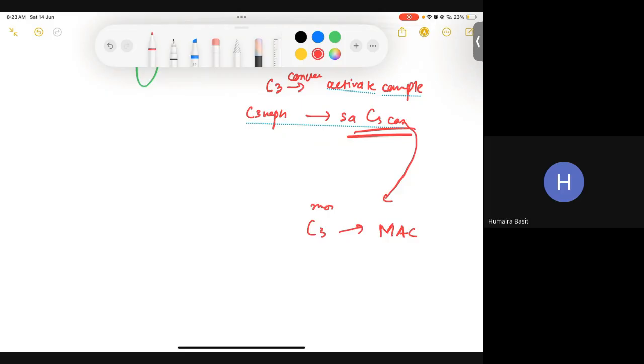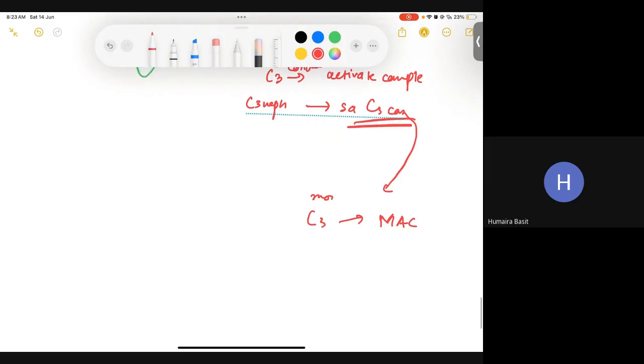But keep one thing in mind. The main enzyme or the main event in the complement system: we are going to have three pathways, the alternative pathway, the classical pathway, and the mannose-binding lectin pathway.